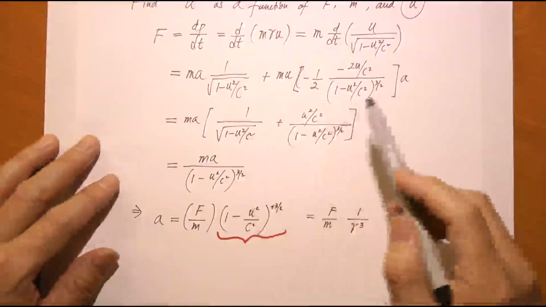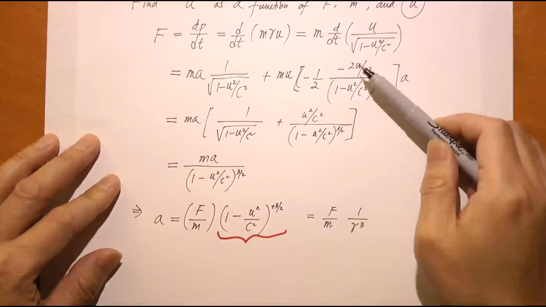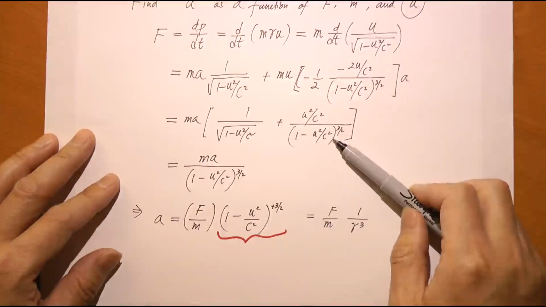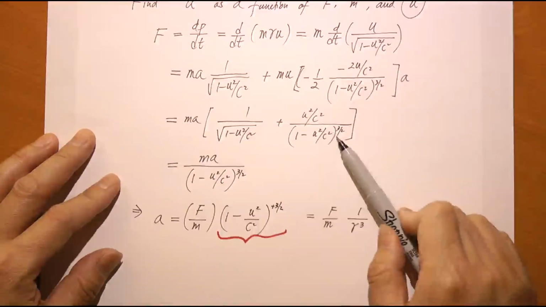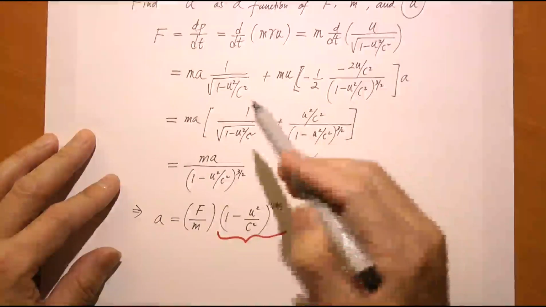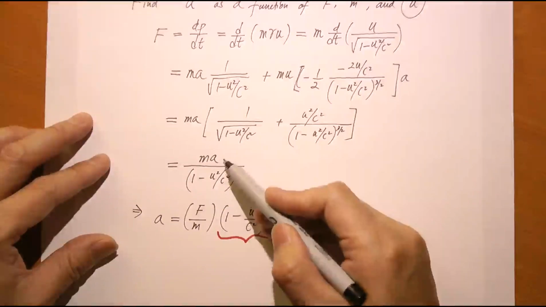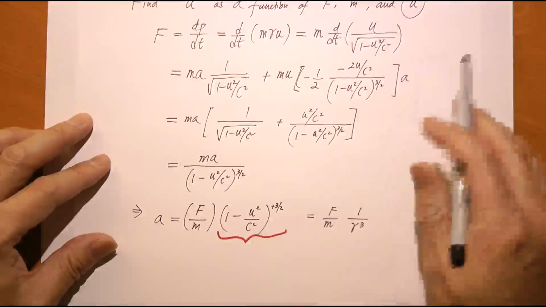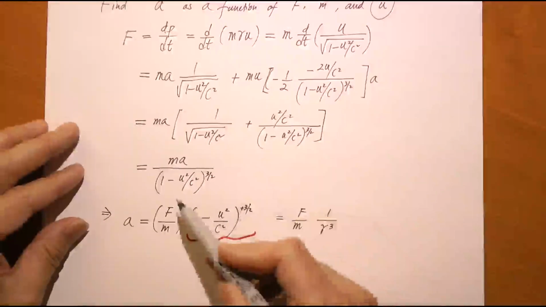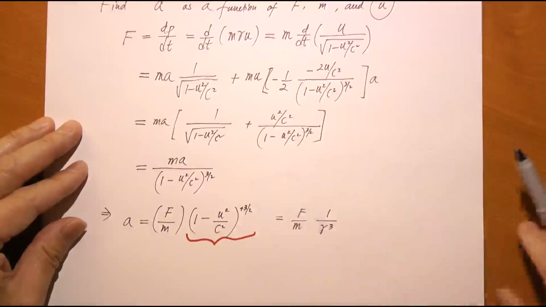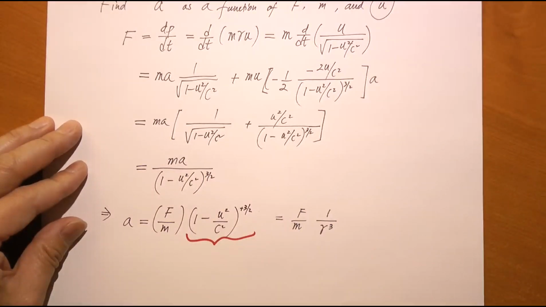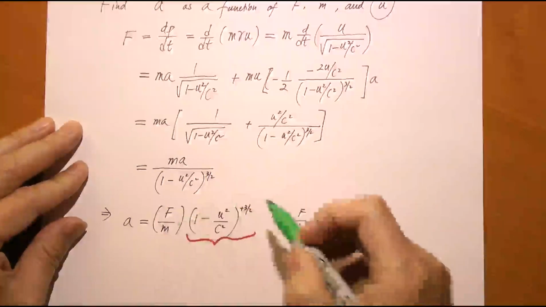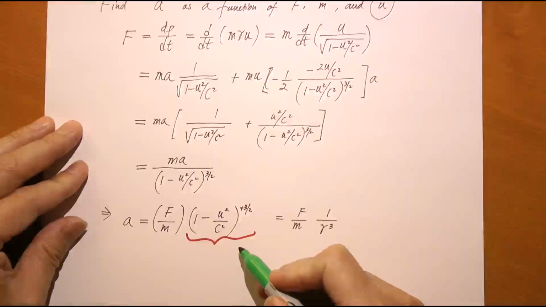So here I did one more step. I cleaned this up a little bit and took out ma, and that's what I get. And all you have to do is combine these two terms together, and you find a quite simple answer. F equals ma divided by this. This, of course, is the new factor that we did not have in classical physics. And you solve for a, you'll find a to be equal to F over m, which is its classical value, multiplied by this extra factor.